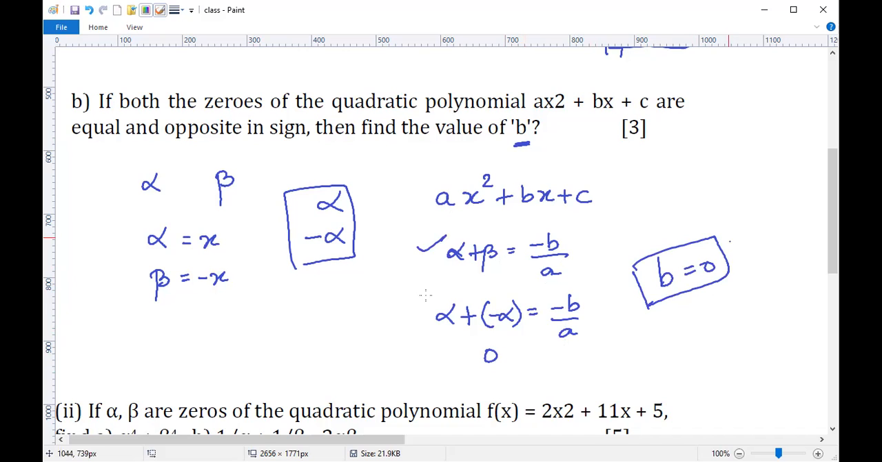So this subdivision B carries 1.5 marks again. For the formula, half a mark. For substituting the zeros correctly, that is, one is alpha and the other is minus alpha, or beta and minus beta like that, half a mark. And for finally finding b's value as 0, half a mark. So totally 1.5 marks for this subdivision.